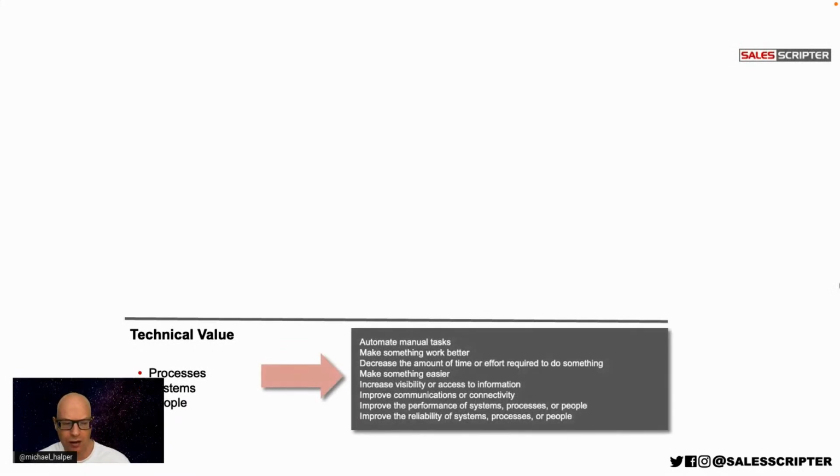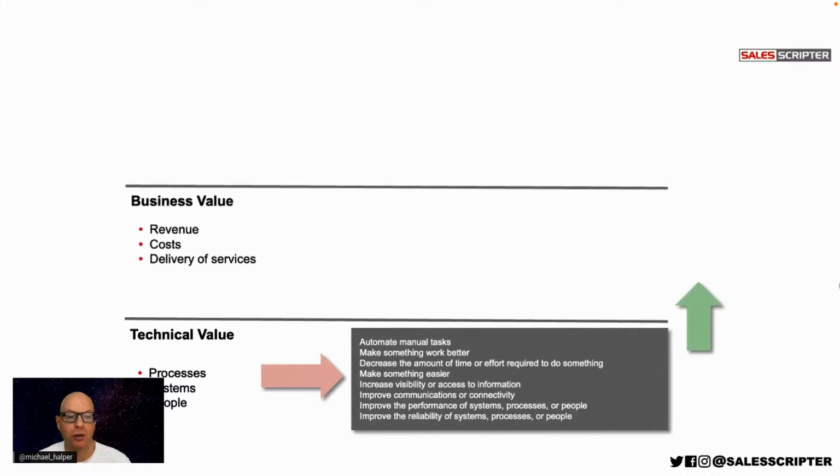For example, just a lot of examples here. So it's kind of an eye chart, but you could help to automate manual tasks, make something work better, decrease the amount of time it takes to do something, make something easier, increase visibility to access to information, improve communications or connectivity, improve performance of systems, improve the reliability of systems and processes. So again, we've already talked about some of those so far, but now when you create technical value and technical improvements, those will have a cascading effect to create even more improvements in what we call level 2, which is business value. So when you help to improve processes and make things work better, those will often lead to business improvements in the B2B world, such as decreasing costs, helping that company to sell more and increase their income, their revenue, help them to deliver their services better.